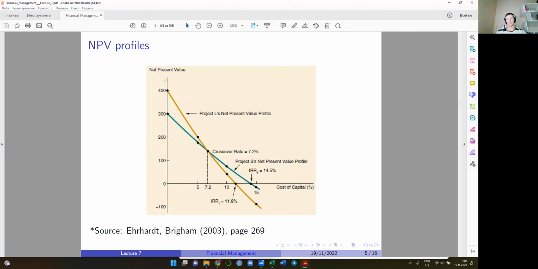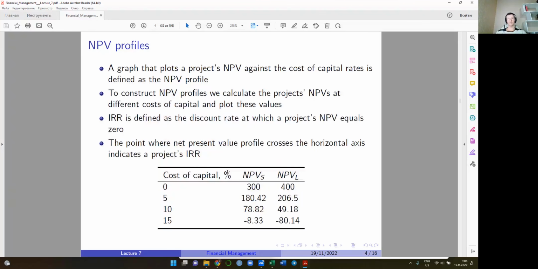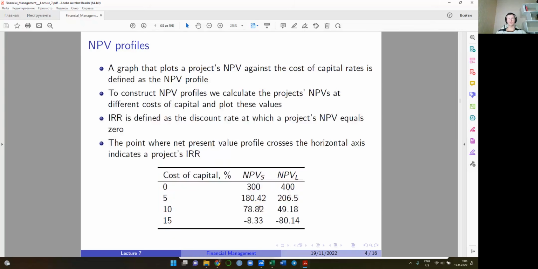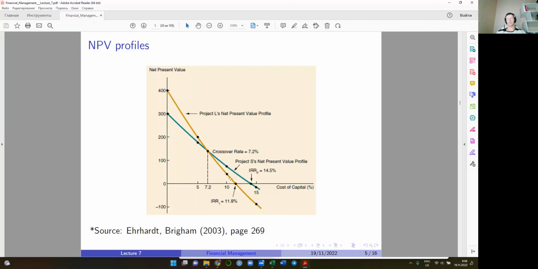Cost of capital 0, NPV 400. Cost of capital 5, NPV is almost 200. Cost of capital 10, NPV is something like 70, right? No, 49 here. Sorry, here, 49. And when cost of capital is 15, NPV is minus 80 here.